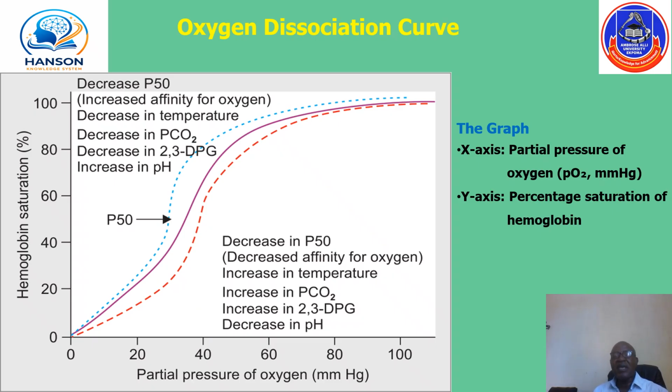So this is what we refer to as the oxygen dissociation curve, which has an S shape that flattens out at the plateau, that is, the top, or levels out at the top.